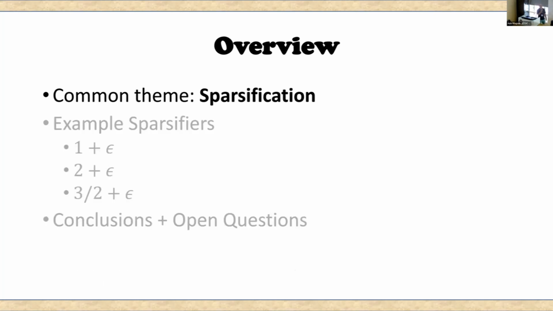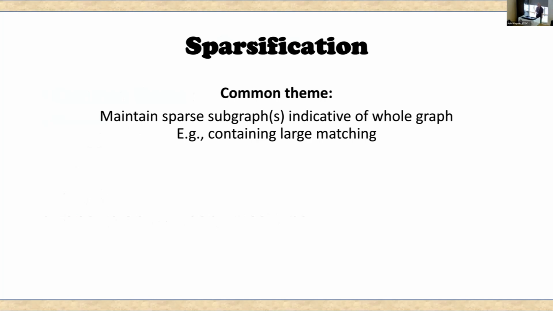All right, so let's start with this notion of sparsification. The general technique is: maintain some kind of sparse subgraph that will serve as a good representative of the whole graph. In the context of matchings, we want some sparse graph that still contains a large matching. The intuition here is that instead of working on the entire graph, this is smaller. We're used to thinking that our runtime depends on the size of the input, so that naturally should help.